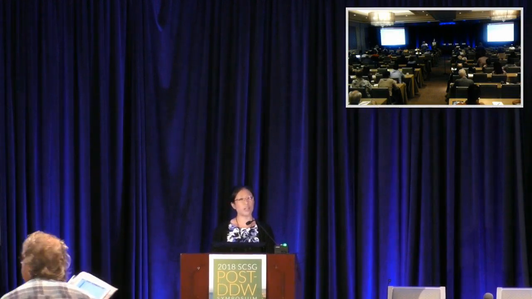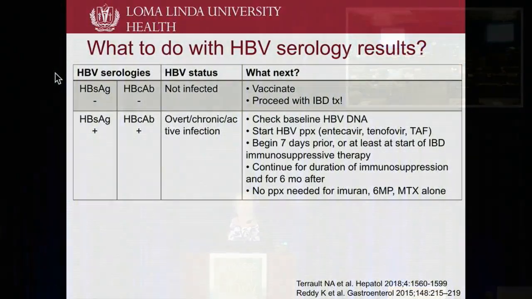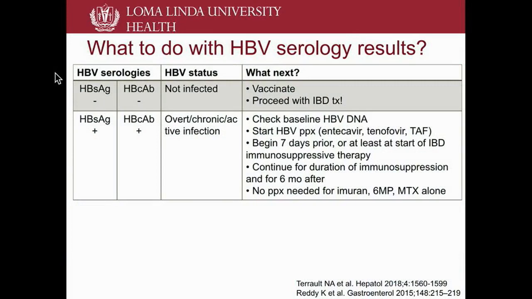Ideally, you should start it a couple of days before immunosuppression, but at least at the start of their IBD therapies, and you should continue it for the duration of their immunosuppression and for 6 months after, because there is risk of reactivation even after you stop the therapies. And of note, there is no prophylaxis needed for Imuran, 6-MP, or methotrexate if you're using it alone.